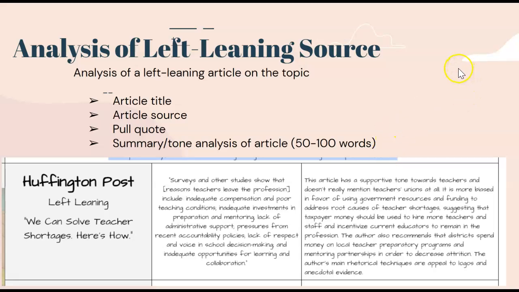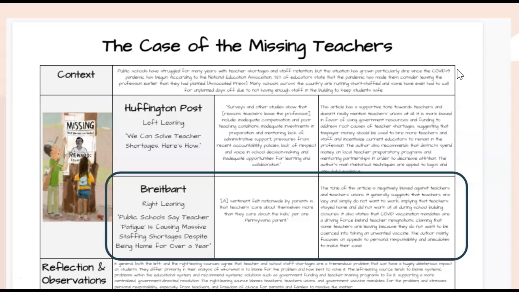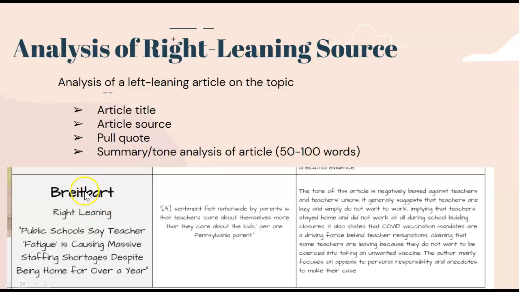When you're done analyzing your left-leaning source, you'll then want to pick out the right-leaning source and complete the analysis. This article comes from Breitbart. It's called Public Schools Say Teacher Fatigue is Causing Massive Staffing Shortages Despite Being Home for Over a Year. You will again want to make sure you have the article title, the source, a pull quote, and a summary or tone analysis. Again, 50 to 100 words. The pull quote for this article is, "A sentiment felt nationwide by parents is that teachers care about themselves more than they care about the kids," for one Pennsylvania parent. The analysis reads like this.